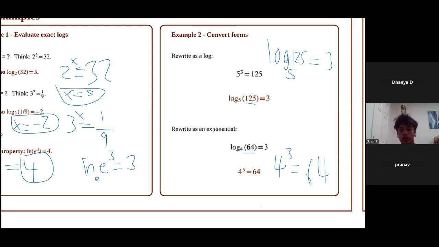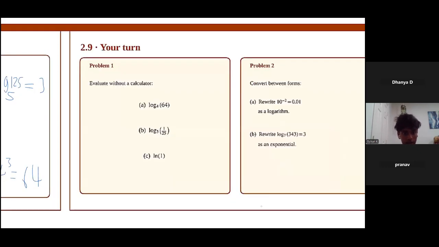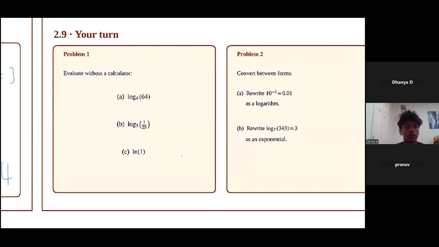Now, a couple of questions for you guys. Evaluate these without a calculator. And then convert between these forms. Rewrite 10 to the -2 as a log. And rewrite log base 7 of 343 as an exponential. I'll give you guys a couple minutes to solve that. All right, I'm going to solve these in 3, 2, 1.